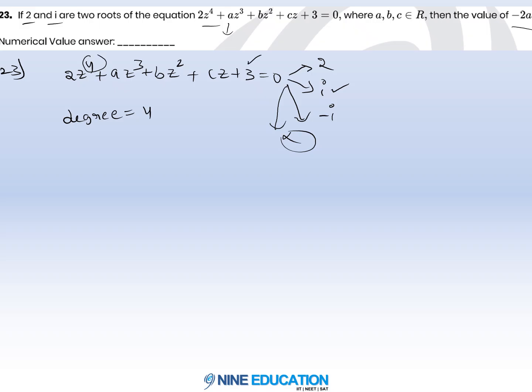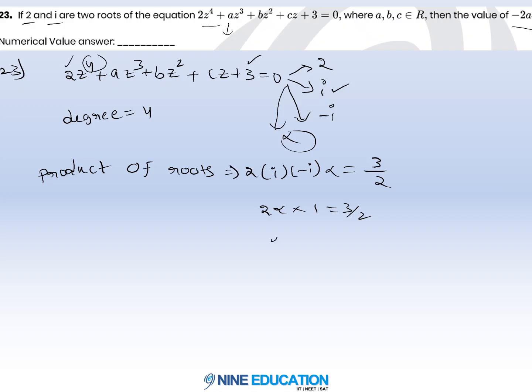So in the given equation, constant term is given, and even z power 4 coefficient is also known for us. So we can use product of roots formula. So let's multiply all the roots here, which is 2 into I into minus I into alpha. So product of roots is E by A from the given equation, which is 3 by 2. So 2 alpha into I square is minus 1, minus 2 minus plus it will be, which is 3 by 2. So alpha will be 3 by 4. We got alpha value as 3 by 4 now.